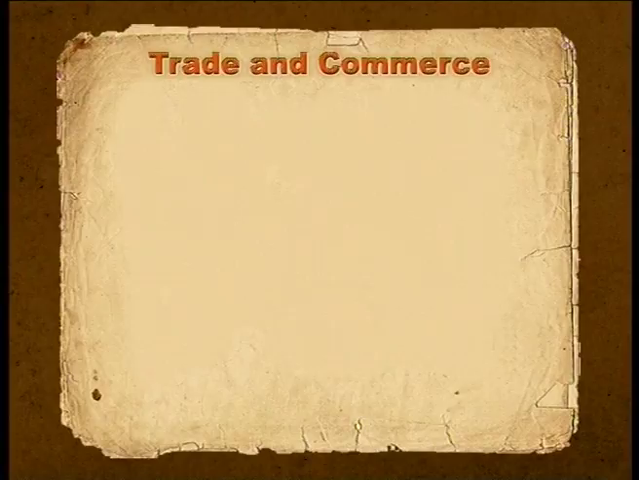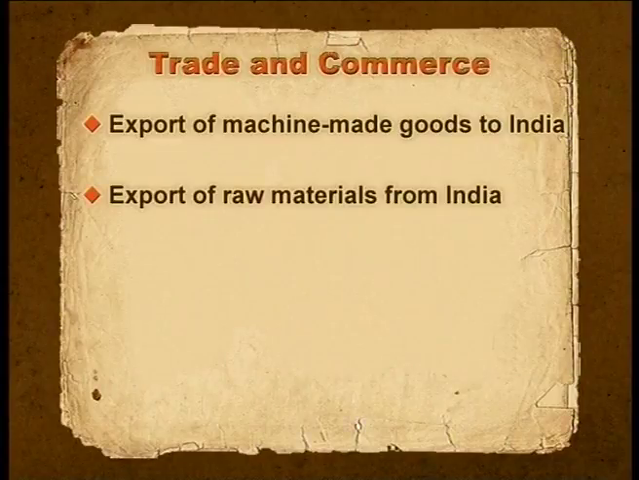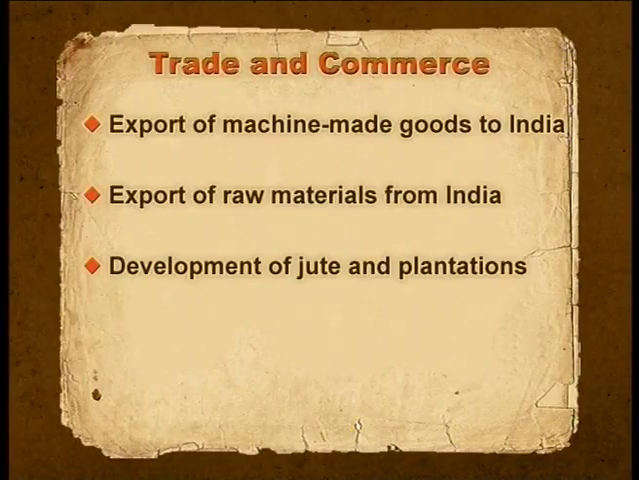So trade and commerce, we have three aspects relating to export of machine made goods to India, export of raw materials from India, and development of jute and plantation. And these three aspects also, as I told you, are highly beneficial to the British economy when compared to the Indian economy.